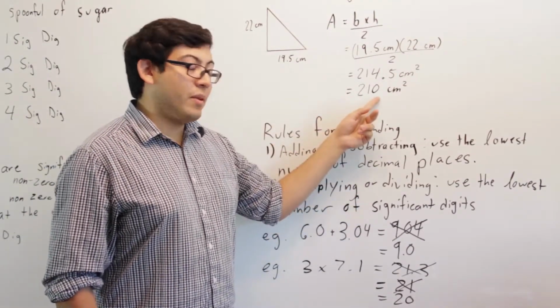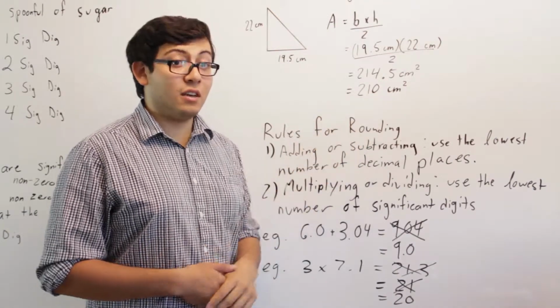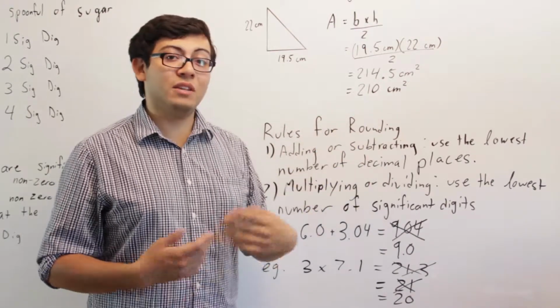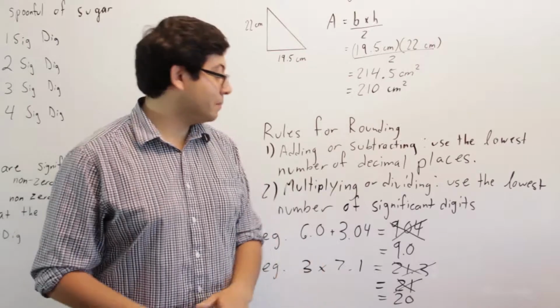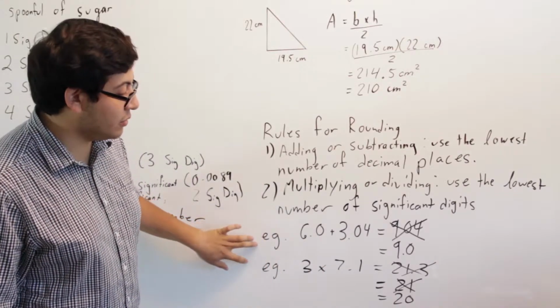I have that 0, remember again from before, that 0 is not significant. If I left that out, it would mean 21, which would be completely wrong. So just 2 quick examples.